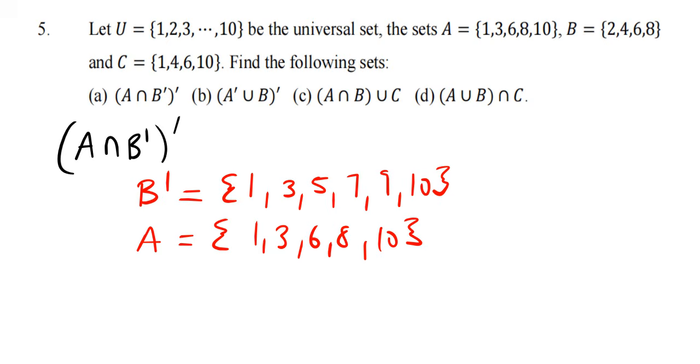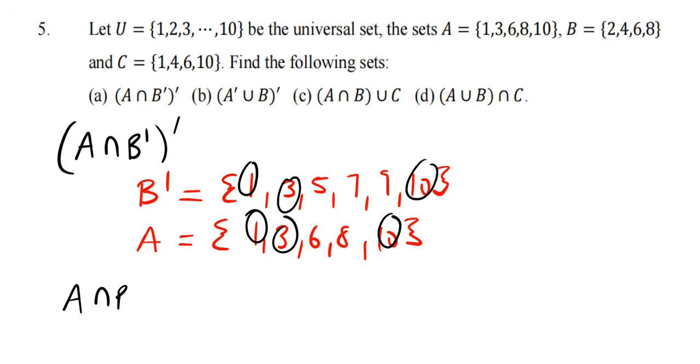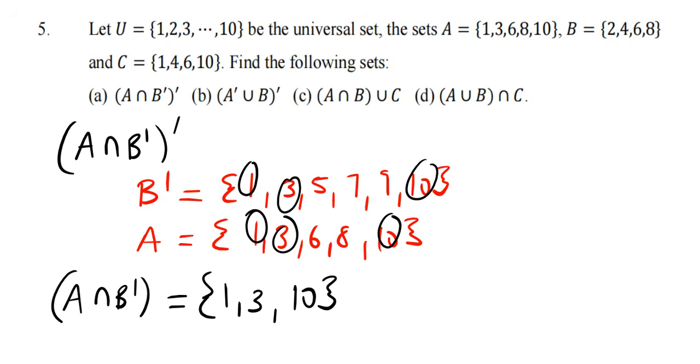So what is the intersection between these ones? I've got 1 and 1, I've got 3 and 3. Which other one? I've got 10 and I've got a 10 there. So in this case, A intersection B complement is equal to 1, 3, 8. Oh, 10 actually. So I'm going to put 10 here. So these are the ones that we have. Now there's a complement here, so when you list the full set, it will be A intersection B complement.